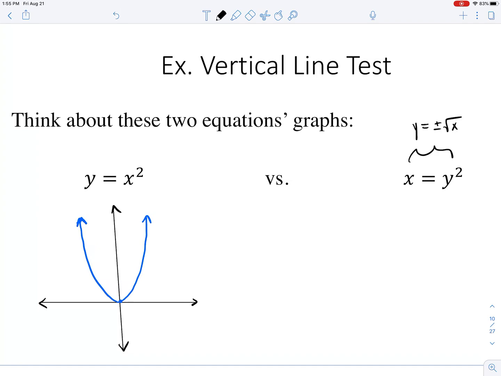So if you wanted to graph that in your calculator, you would end up needing to type in 2 equations into 2 separate lines. Actually, let me move that up. Okay, so y equals the positive square root of x would be this graph. And then y equals the negative square root of x would look like that. And we end up with our sideways parabola.